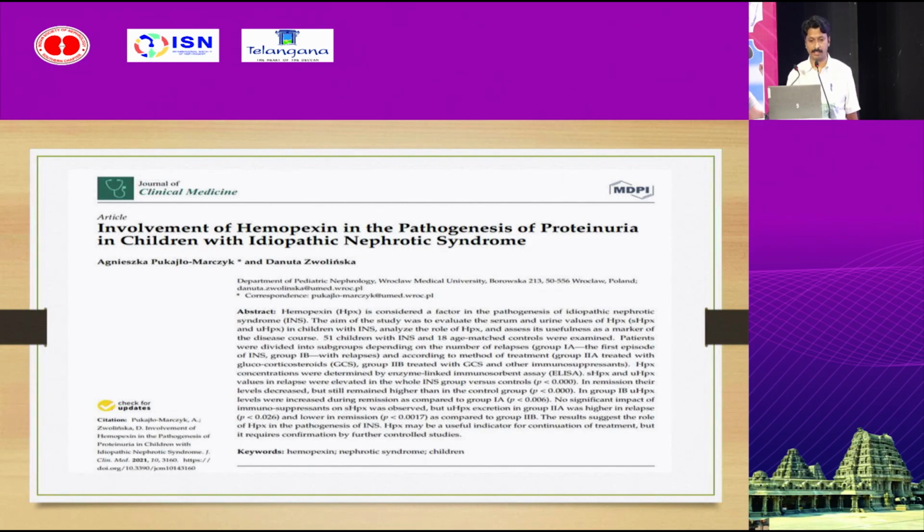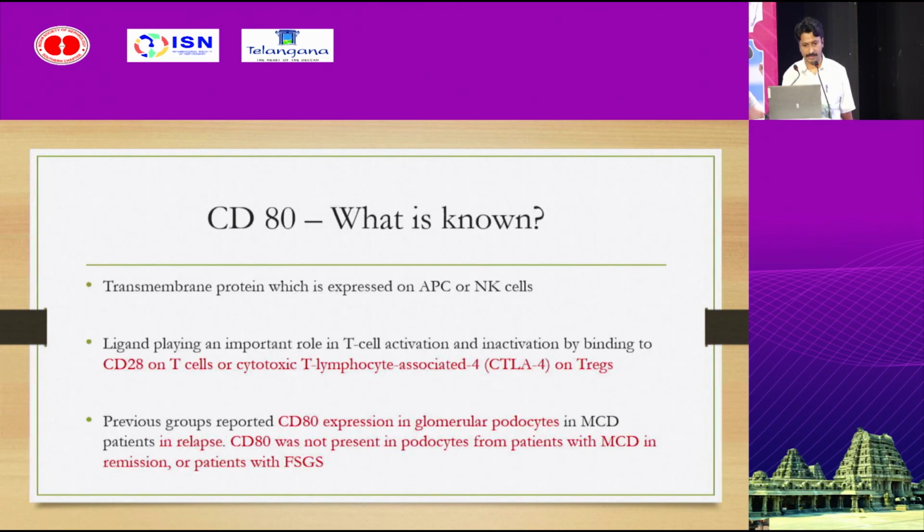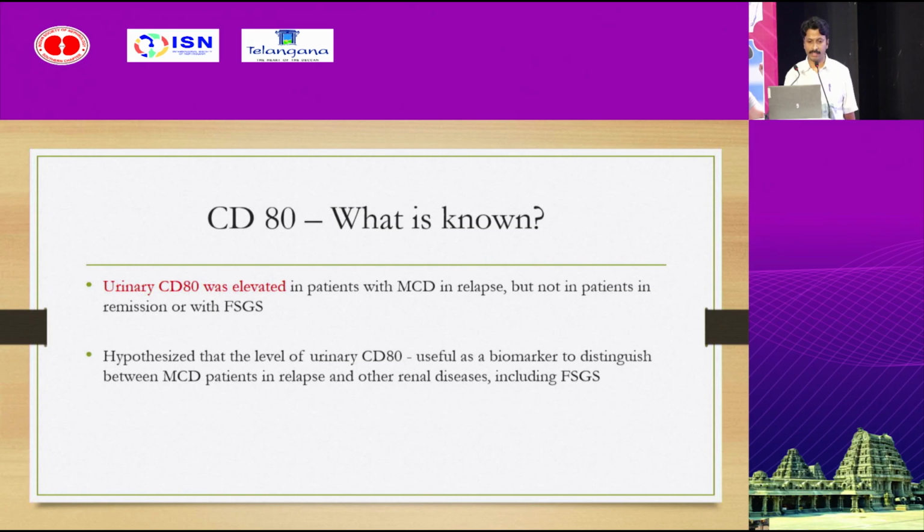levels are increased in patients with nephrotic syndrome, that is minimal change disease in relapse, when compared to these patients in remission. A classically studied molecule was CD80, which is a transmembrane protein expressed on the antigen presenting cells and NK cells. Previous groups have reported that CD80 expression in podocytes increased during relapse, and it was not present during remission or in other causes of MCD. And urinary CD80 was also proposed to be a marker for MCD in relapse.